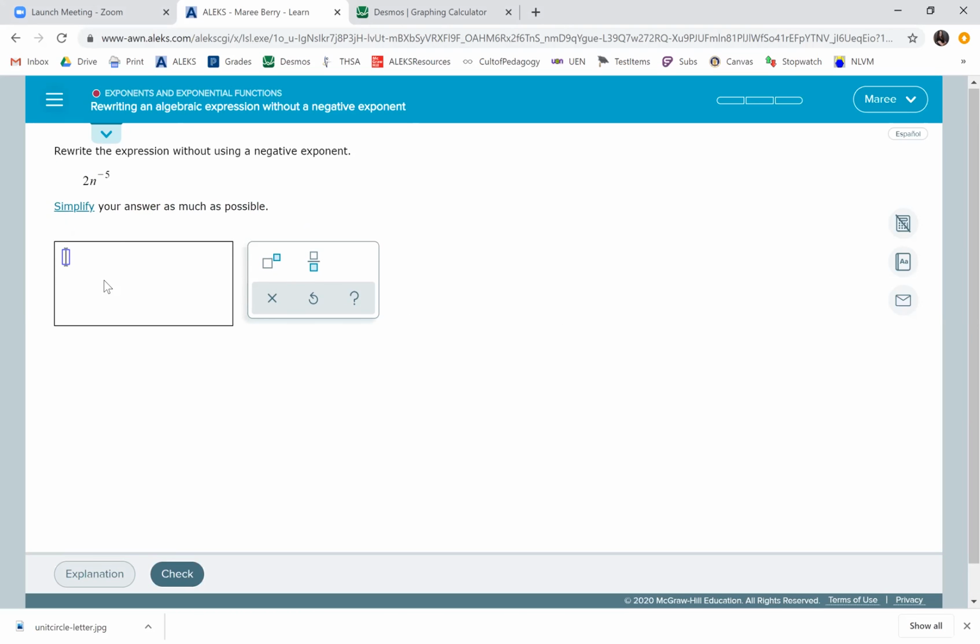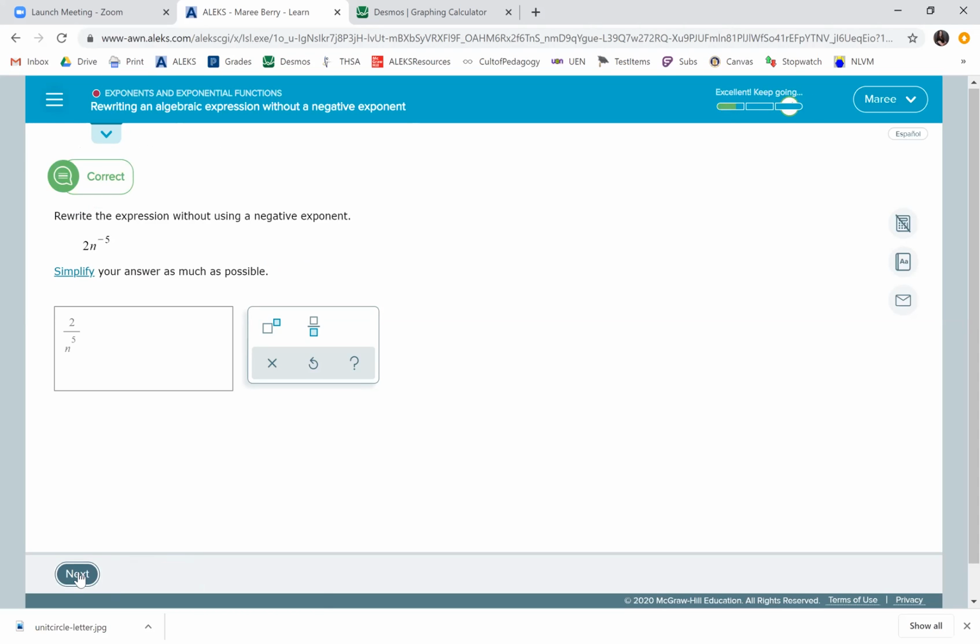So on this one, the 2 stays in the numerator, and we're going to move the n down to the denominator and change the exponent to be positive. And that will be our answer. Because it was negative, it has to move down to the opposite place and become positive. So let's do one more.